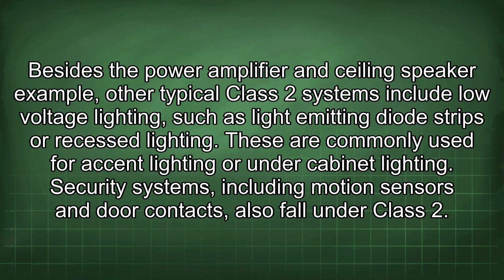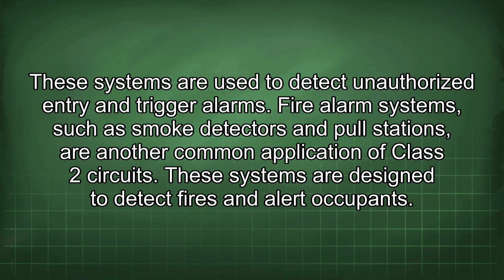Besides the power amplifier and ceiling speaker example, other typical Class 2 systems include low voltage lighting, such as light emitting diode strips or recessed lighting. These are commonly used for accent lighting or under-cabinet lighting. Security systems, including motion sensors and door contacts, also fall under Class 2. These systems are used to detect unauthorized entry and trigger alarms.